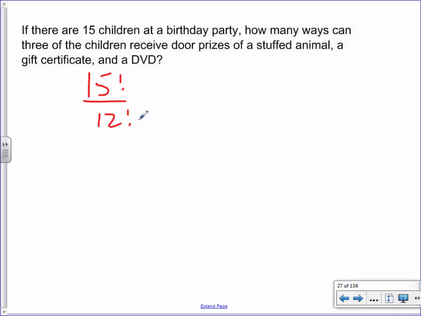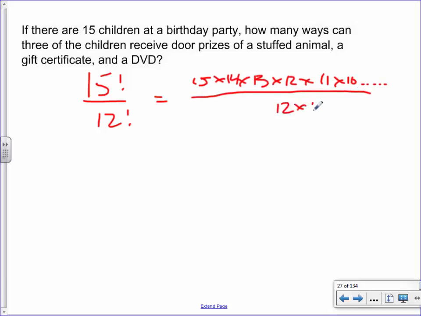That's the answer. But if you want to write this out a little bit differently, maybe you could say it like this. This really means 15 times 14 times 13 times 12 times 11 times 10. I'm not going to write it all. And then the 12 factorial means 12 times 11 times 10. See how all that stuff's going to cancel?